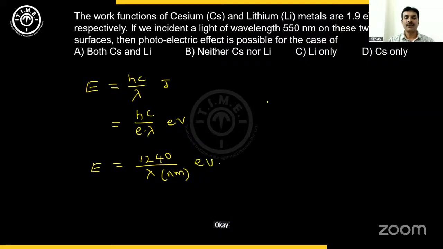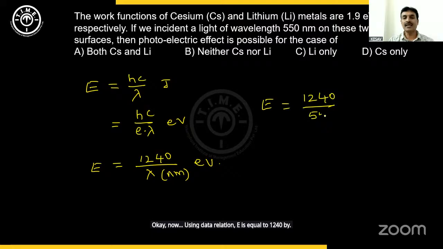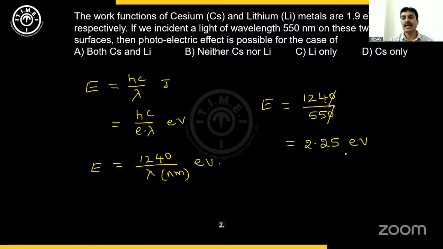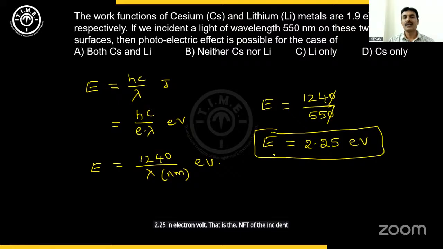Now using that relation, E is equal to 1240 by the wavelength given in nanometer, 550. 0 and 0 get cancelled. 124 by 55 is close to 2.25 electron volt. That is the energy of the incident radiation. Now for cesium, the work function is only 1.9 electron volt. So in case of the work function of cesium, this energy is more.